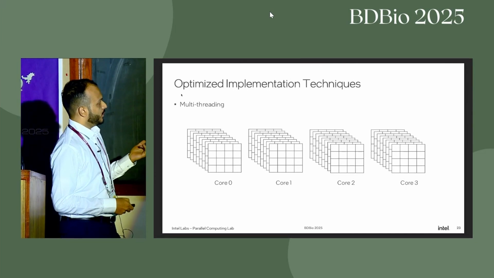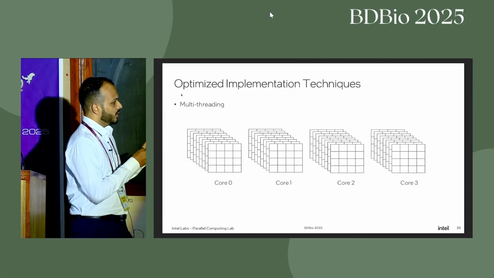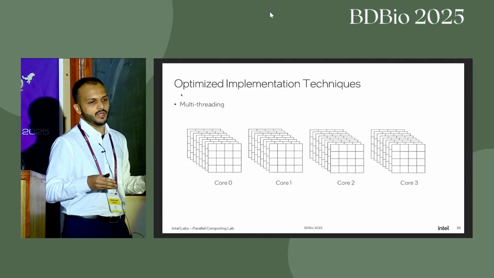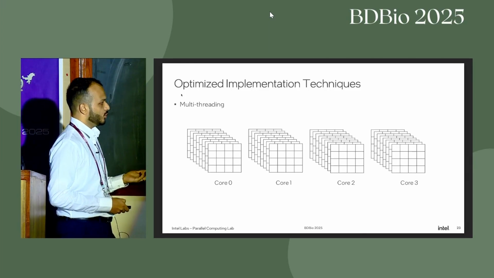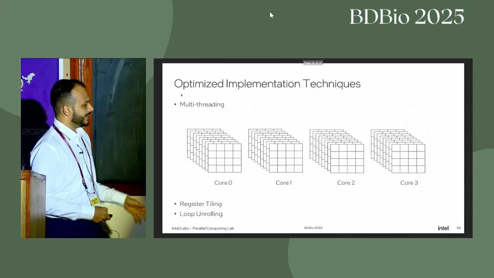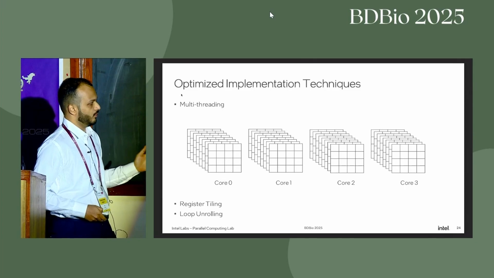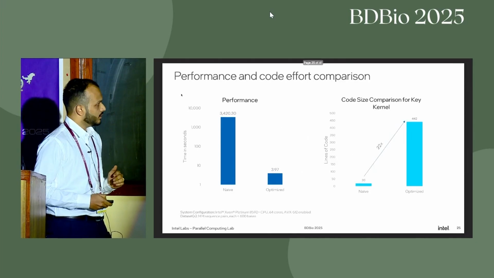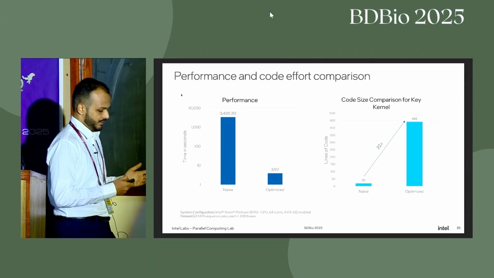Further, another popular technique is multi-threading, where you offload your pairs to different cores, and all these cores work in parallel. So you get another level of parallelism, and this improves your performance. There are other techniques like register tiling and loop unrolling that also go on underneath to get the best performance out of your implementation. But after doing all that heavy lifting, we do get performance benefits.